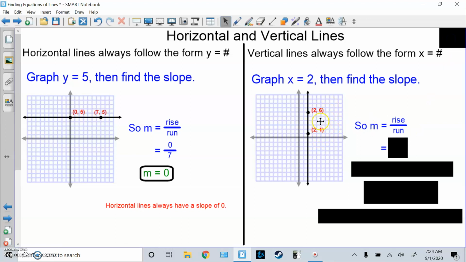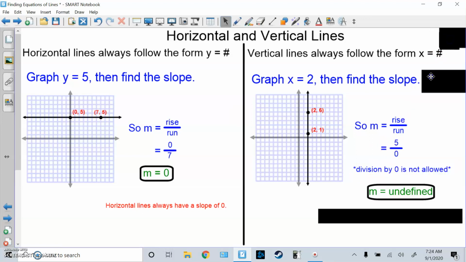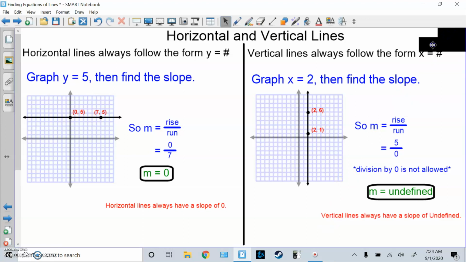So using these 2 points, let's go to the bottom first. Am I rising? Yes, I'm going up 5. Am I running to the right? No, I'm running 0. Now we have an issue when you divide by 0. You actually cannot divide by 0 in math. There's an error if you use a calculator. So we're going to say it's undefined. So vertical lines always have a slope of undefined.